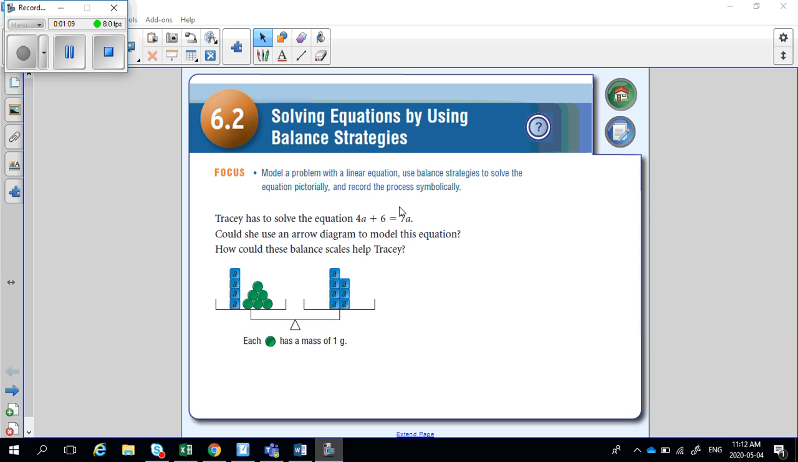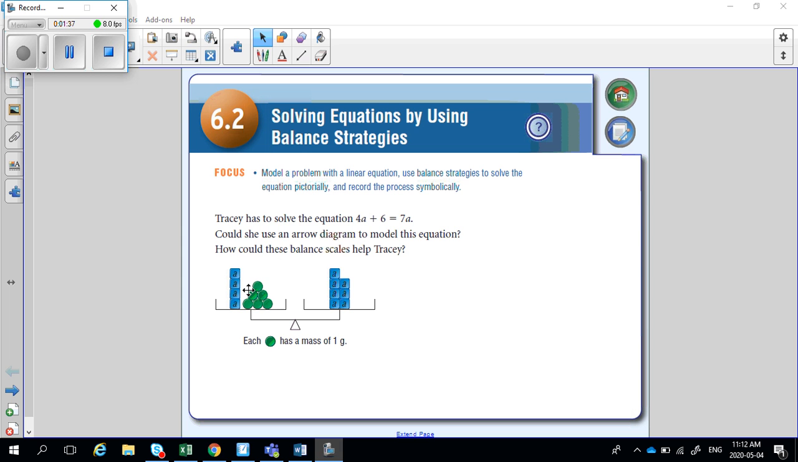So if we look at this to start out, Tracy has to solve the equation 4a plus 6 equals 7a. So how are we going to do this with these balance scales? It looks like Tracy is using little blue squares to represent A's. So those are all A. We have 4 A's there. We have 7 A's on the other side. So we have 4A plus 6 equals 7A.